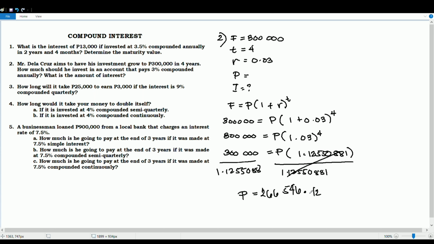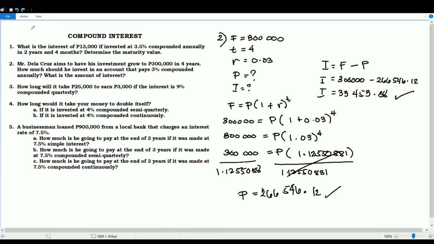Now the question is, what is the amount of interest? Now we have to use again the formula I is equal to F minus P. So we have our F is 300,000 pesos minus 266,546.12. Therefore, the amount of interest is 33,453.88. Okay, that's item number 1 and item number 2. Now let's proceed to item number 3.